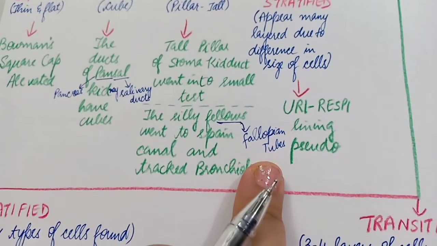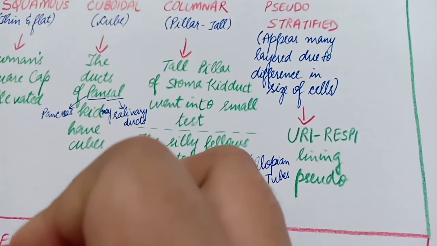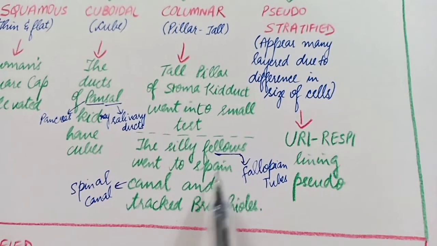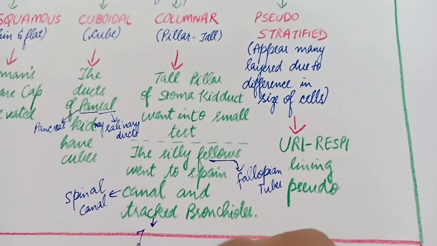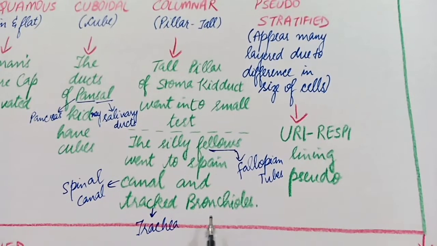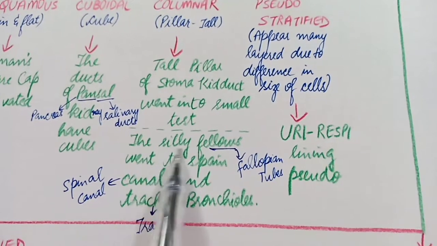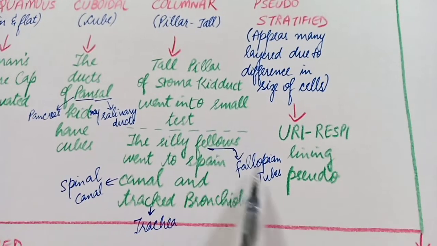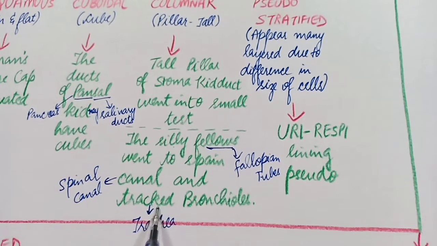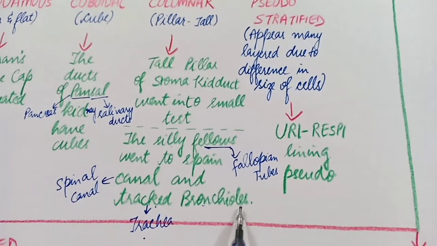Fellows is for fallopian tube. Spain canal is spinal canal. Tract is trachea. And bronchioles include bronchi as well as bronchioles. Okay, so the cili is telling you ciliated, fellows, fallopian tube, Spain canal, that is spinal canal, and tract, that is trachea, bronchioles, that is bronchi and bronchioles.